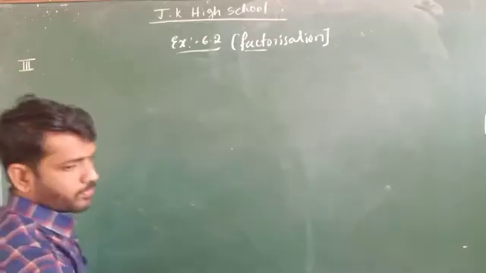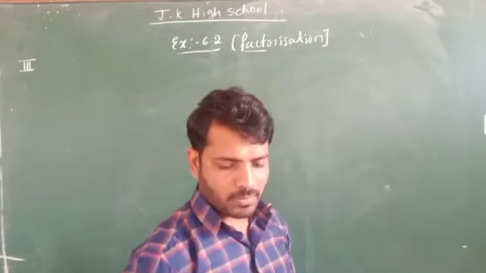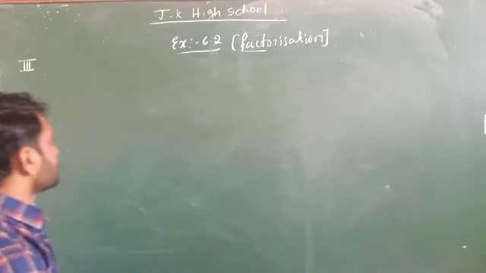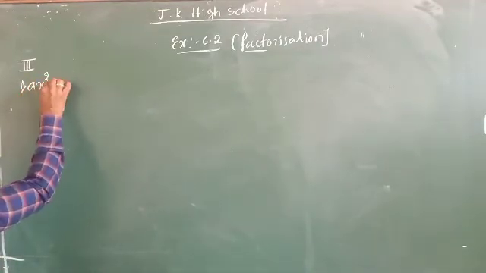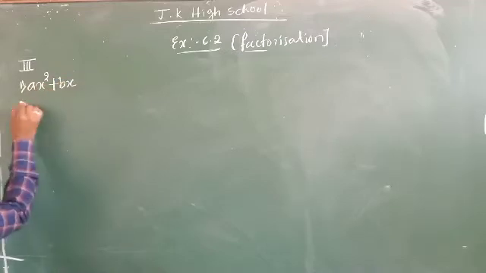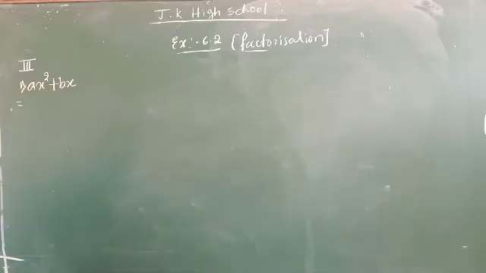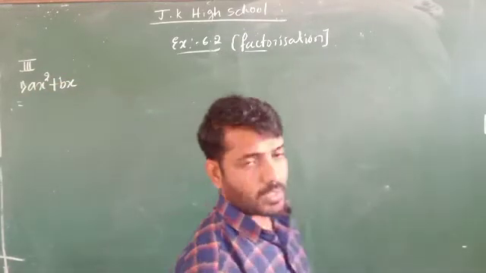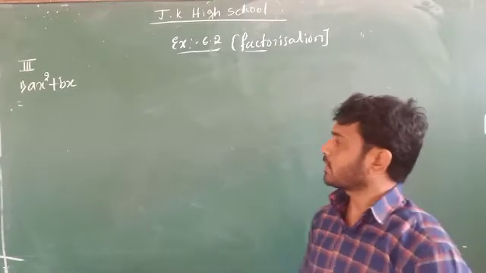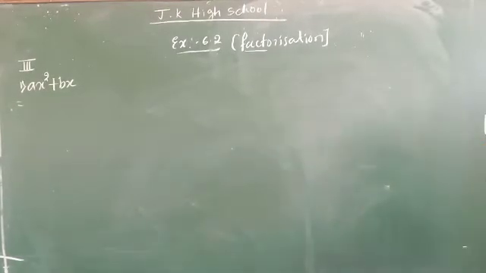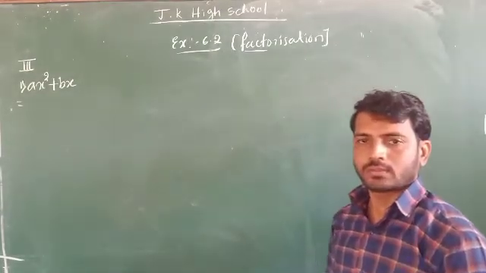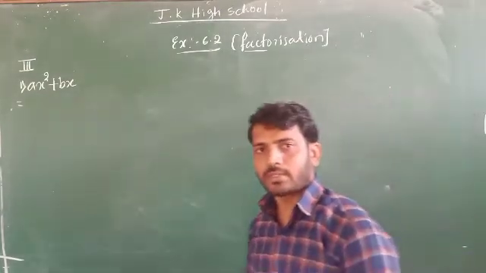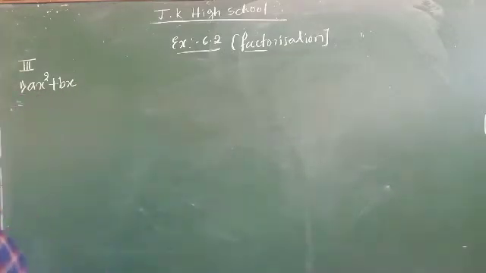Third main. Question number 1 is ax square plus bx. Both the sides, a and x square, and on the other side b and x are there. So what is the common factor? The common factor is x, correct?